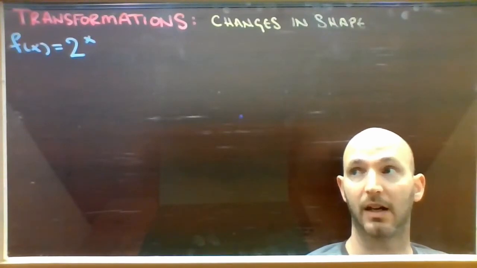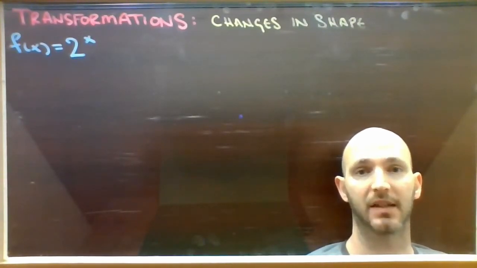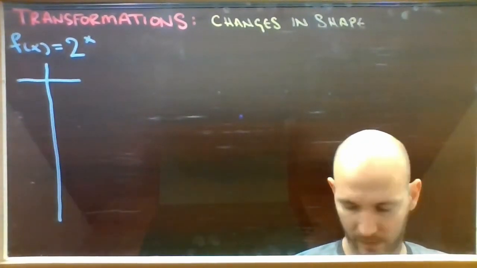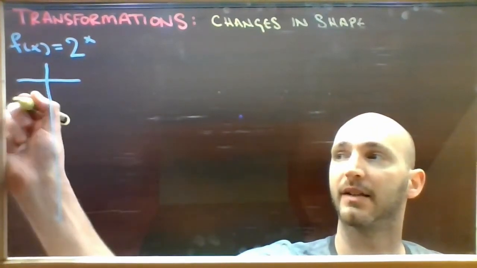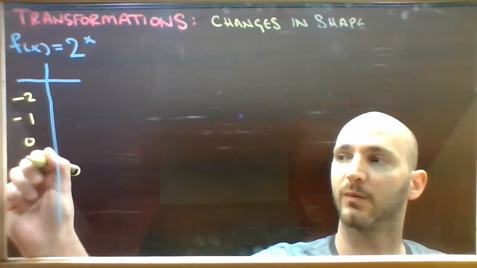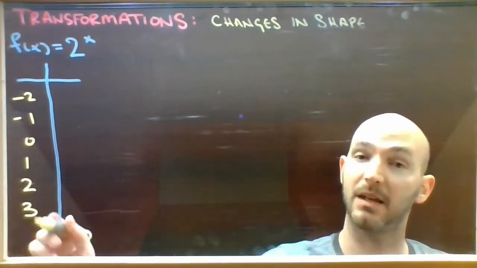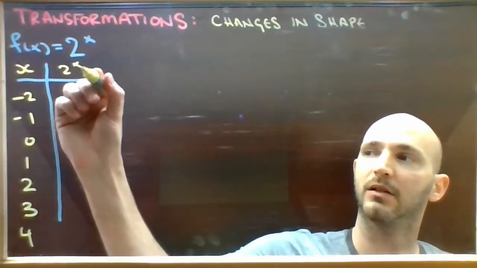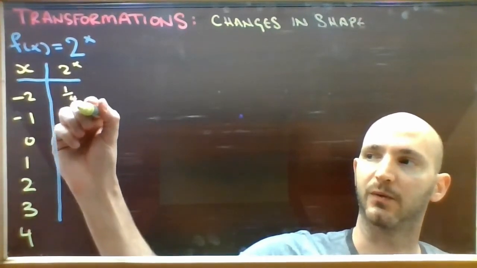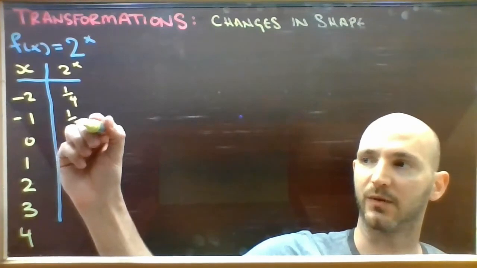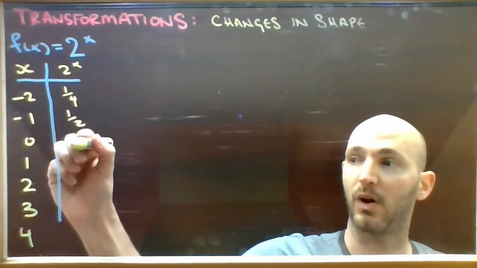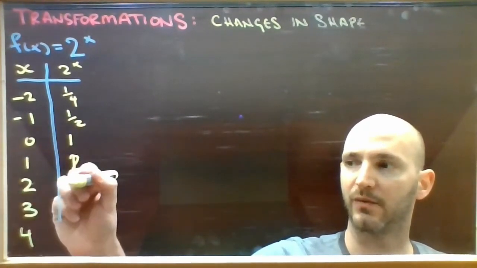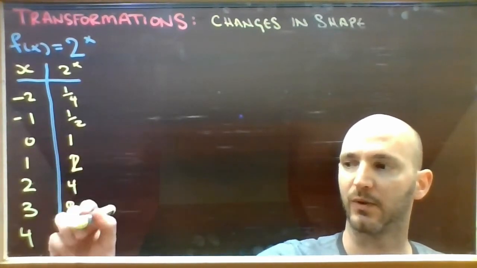For the last example, I'm going to use base 2 exponential as my basic function. I'm going to generate the pattern there. We have typically used x values of -2, -1, 0, 1, 2, 3, and maybe 4. Those are your x's. 2 to the exponent -2 is 1 over 4. 2 to the exponent -1 is 1 over 2. Anything to the exponent 0 is 1. 2 to the 1 is 2. 2 squared is 4. 2 cubed is 8. 2 to the 4 is 16.